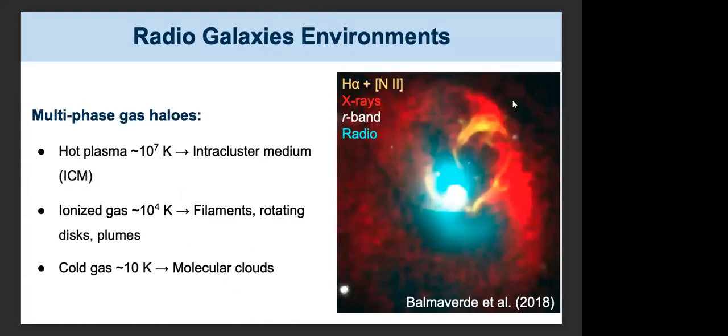Now, when I refer to the environments of radio sources, I will be referring to the multiphase gas halos in which they are embedded. So these halos are formed by a hot plasma component that's in the X-rays, and that I will talk about, the intracluster medium mostly, and then an ionized gas component that can be seen in the optical observations in the shape of filaments, rotating disks, or plumes, and a cold gas component that I'm not really going to talk about here, but it's seen in the form of molecular clouds and can be seen with ALMA.